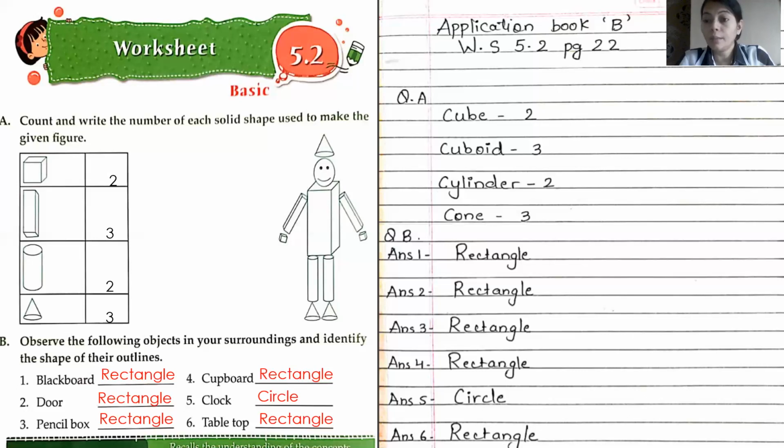Then come answer number 6, and that is tabletop. And again you are going to write the answer rectangle, RECTANGLE. I hope you all have completed till here. So let's see the next page.